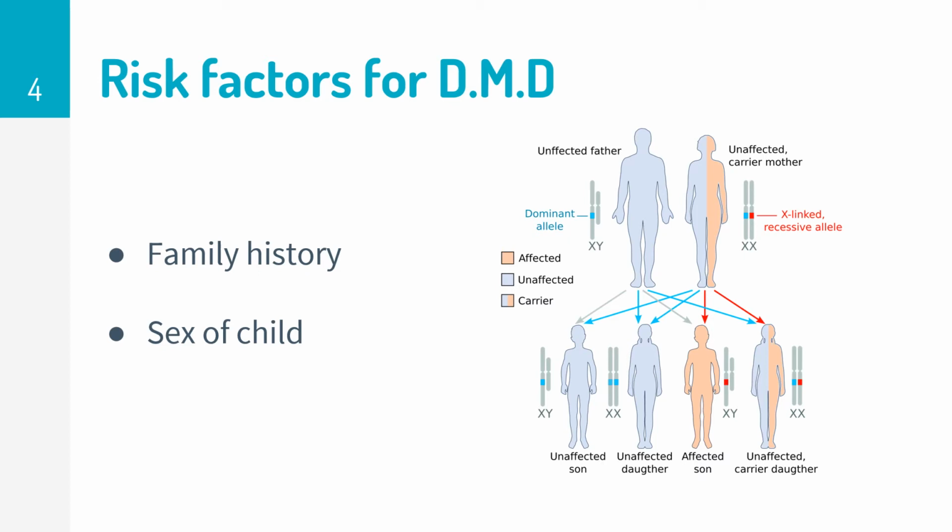Female carriers of this X-linked disorder have a 25% chance with each pregnancy to have a carrier daughter like themselves, a 25% chance to have a non-carrier daughter, a 25% chance to have a son affected with the disease, and a 25% chance to have an unaffected son. And this is visualized by the diagram, the illustration here on the PowerPoint.